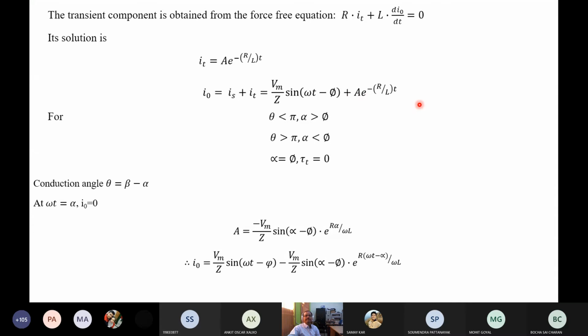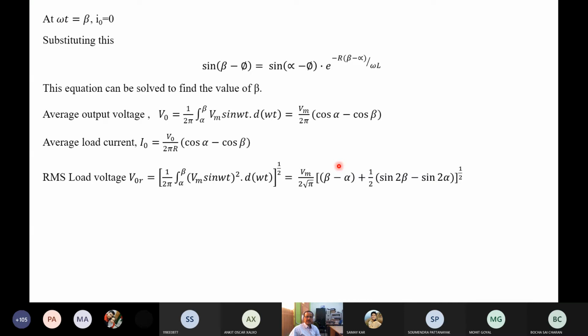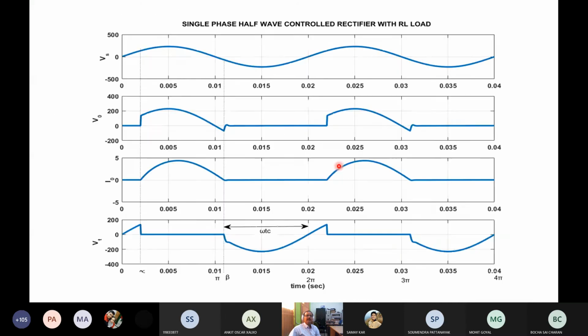So at the initial condition, we will apply the initial condition, right? What I have given here. At alpha equal to some angle, not 0, the current is 0.